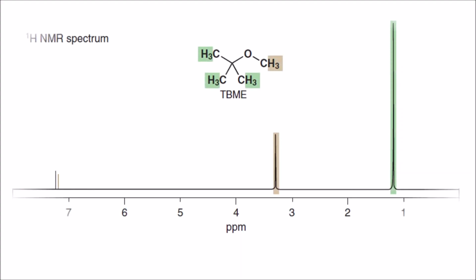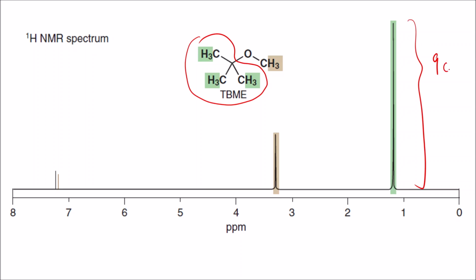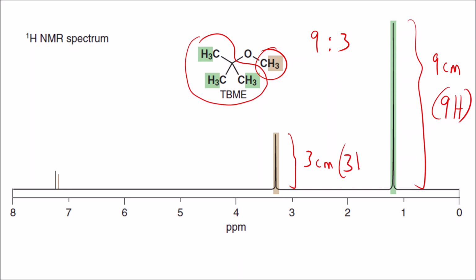Let us understand this with an example. This is an example for integration ratio. For 9 protons, the green one, you can see the height. Suppose this is 9 centimeter, and this is 3 protons. So the ratio is 9:3. So the height of this will be 3 centimeter. So height is relative: 9 centimeter for 9 protons, so 3 centimeter will be for 3 protons.